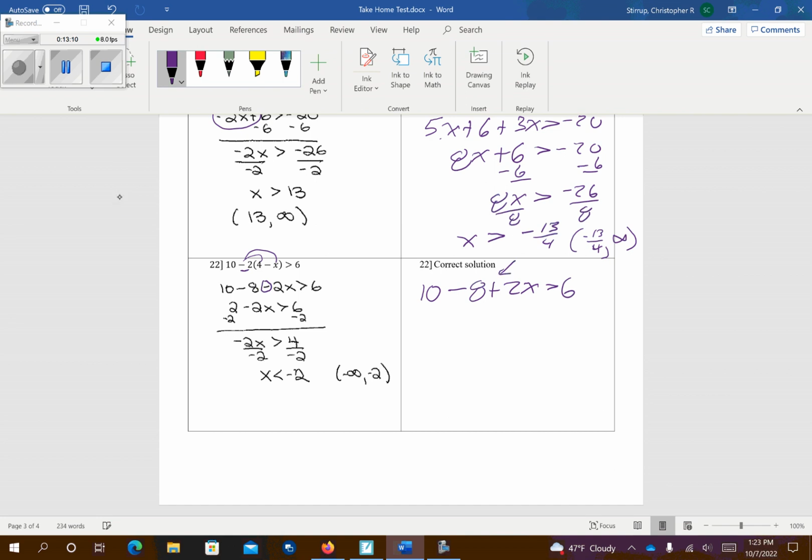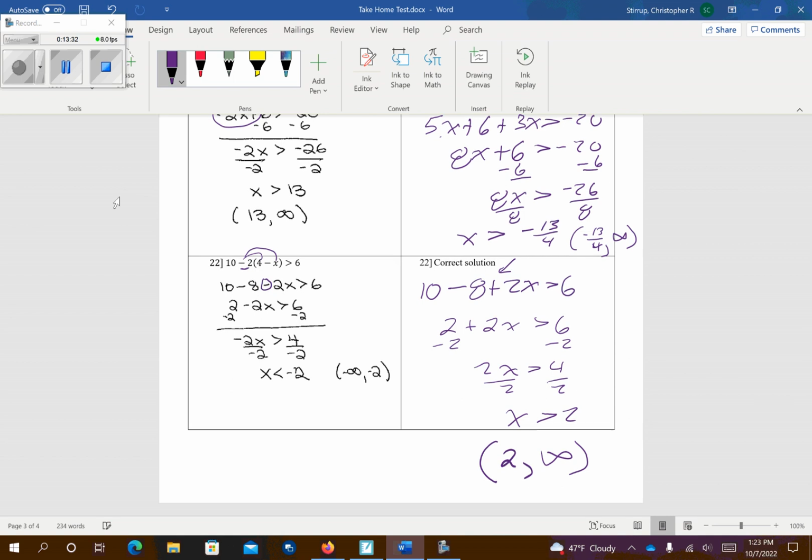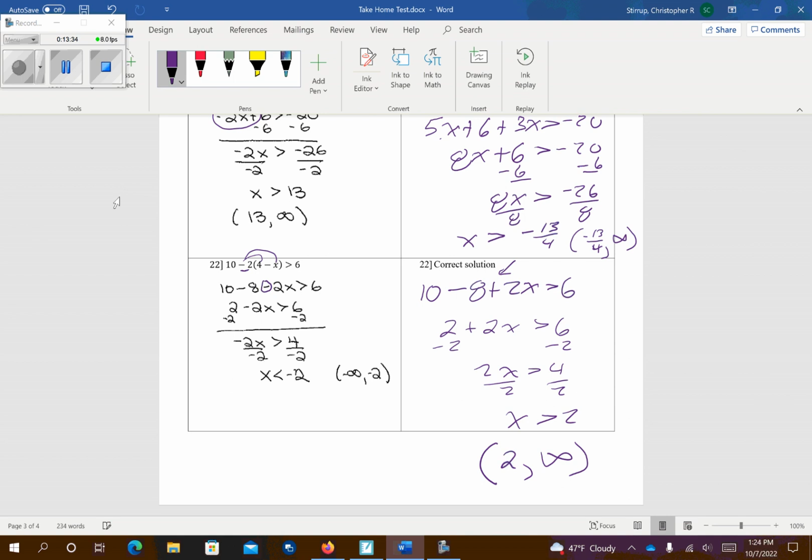Okay, then that's going to give me 2 plus 2x, because 10 minus 8 is 2. It's greater than 6. Subtract 2, subtract 2. 2x is greater than 4. Divide by 2, divide by 2. X is greater than 2. So I'm going to start at 2, soft bracket, because there's no equal sign, and it's going to go to infinity. Friends, if you could do all of that, make sure you ask questions.